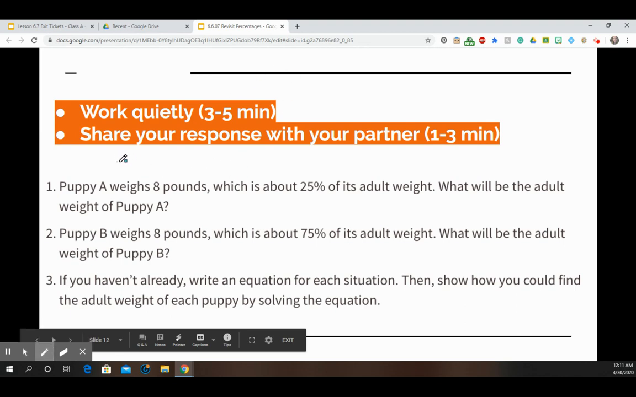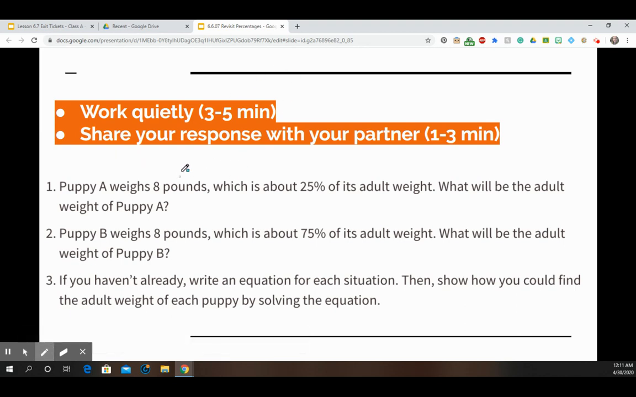Okay, so puppy weighs 8 pounds, which is 25% of its adult weight. I'm going to call its adult weight A, especially since we're talking about puppy A, right? So what they're saying is 25 out of 100, 25% of that adult weight, so I'm going to multiply, is equal to 8 pounds. To solve, I'm going to take the total, divide by the part that I know, and that'll give me the solution to the variable. So I have 8 divided by 25 over 100.